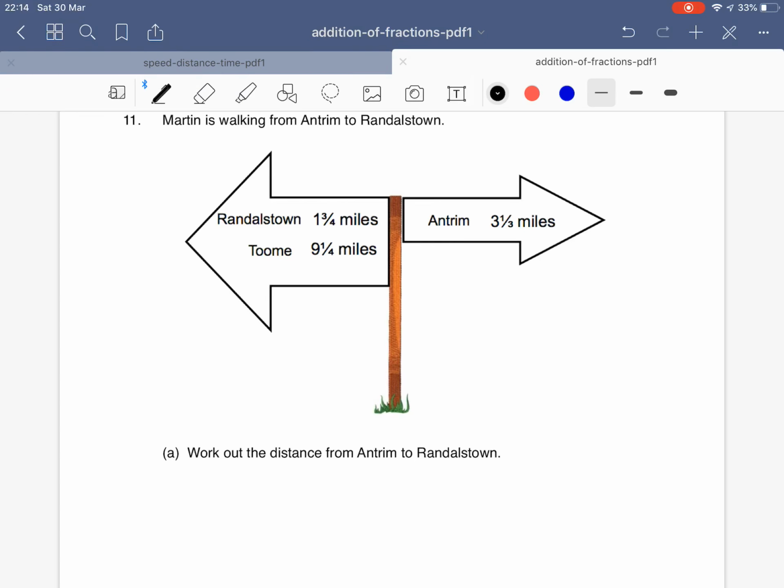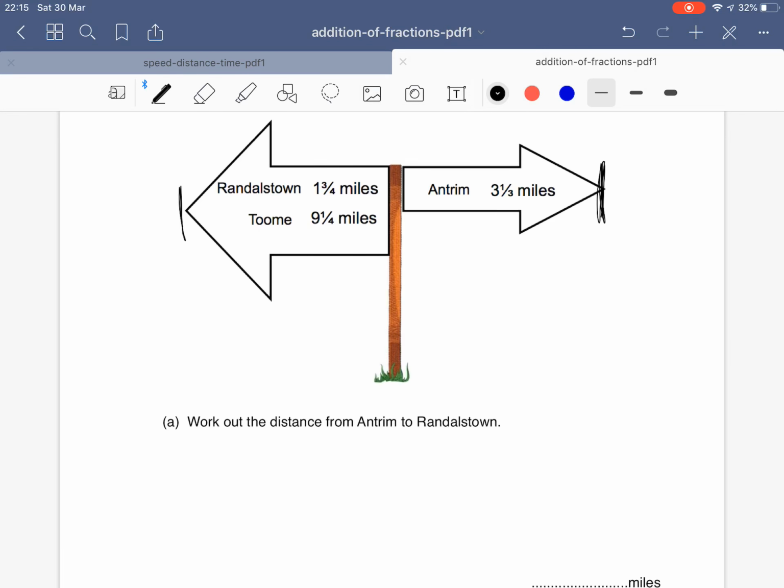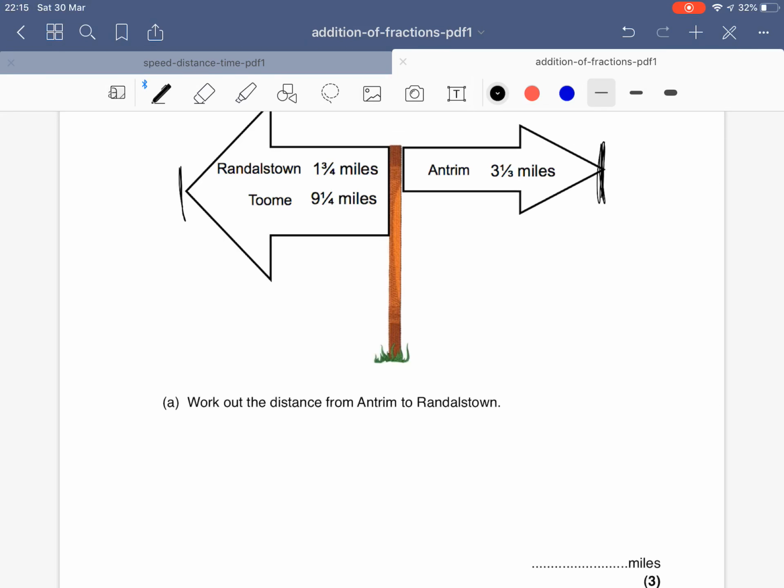Okay, so Martin is walking from Antrim to Randalstown. So we got to work out the distance from Antrim to Randalstown. Okay, so if this is 3 and 3 1/3 miles this way, this is 1 and 3/4 that way, all we need to do is add those fractions. We've got 1 and 3/4, add 3 and 1/3.